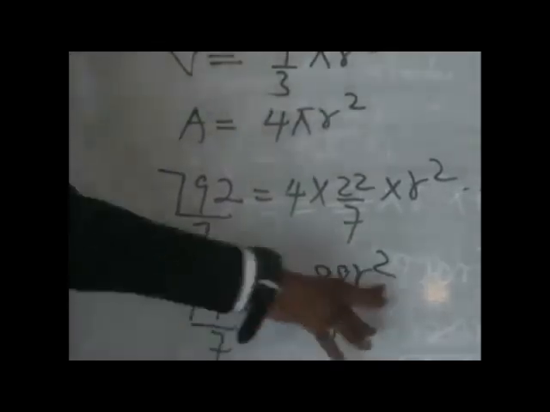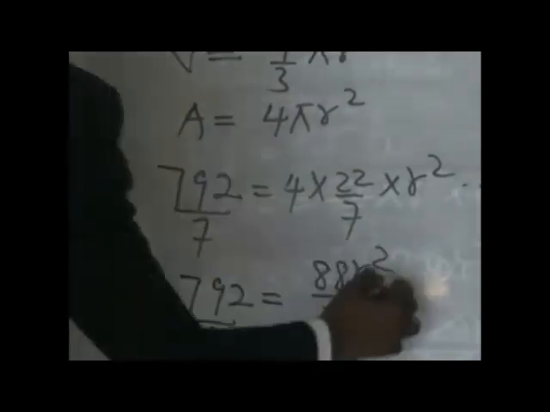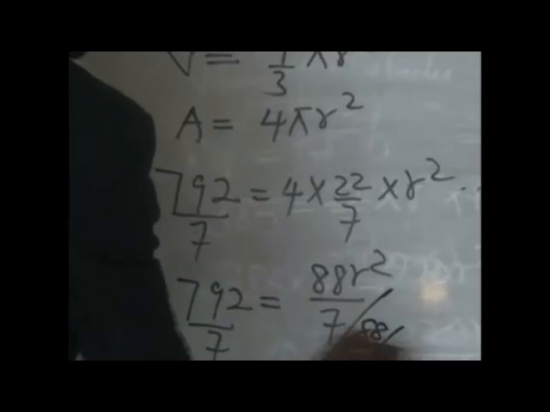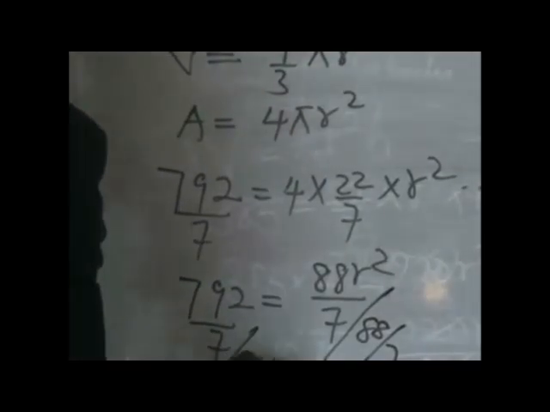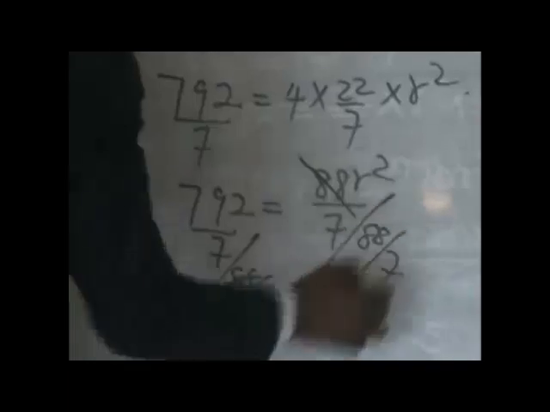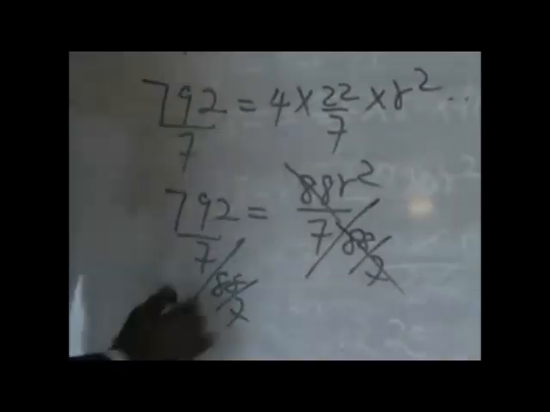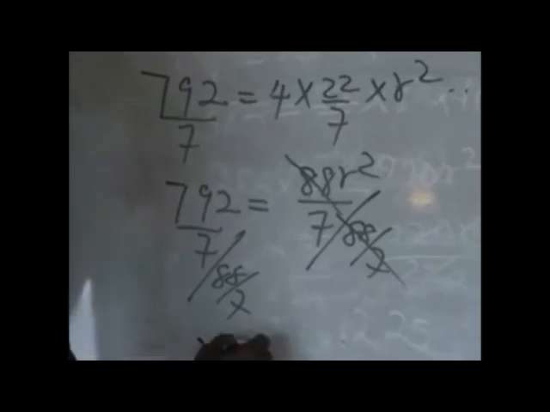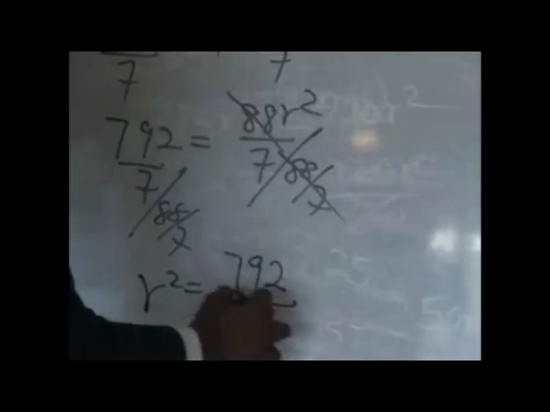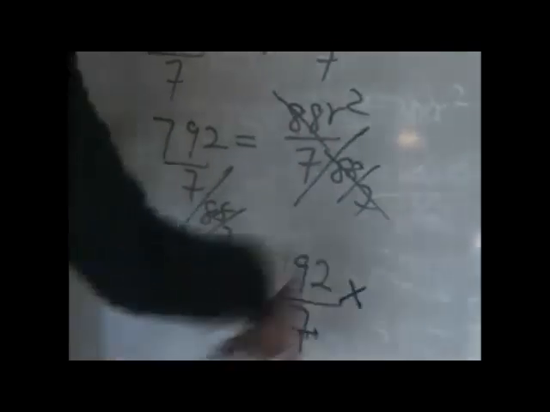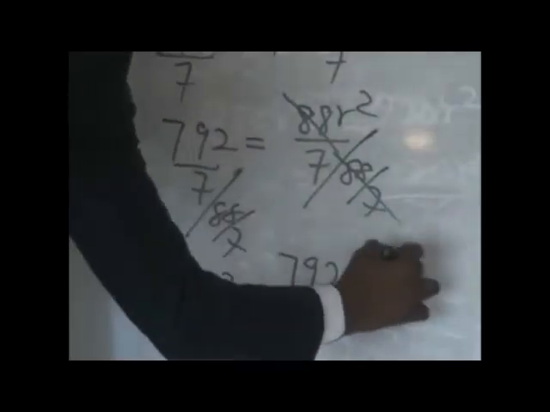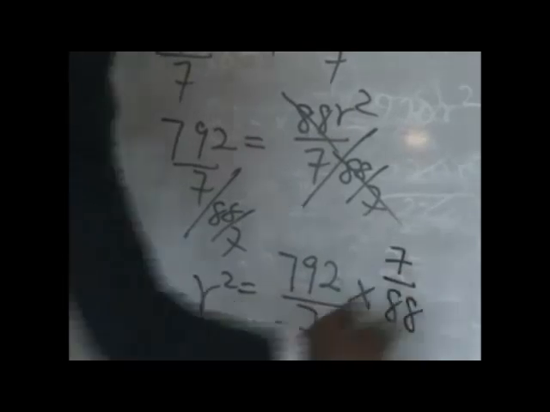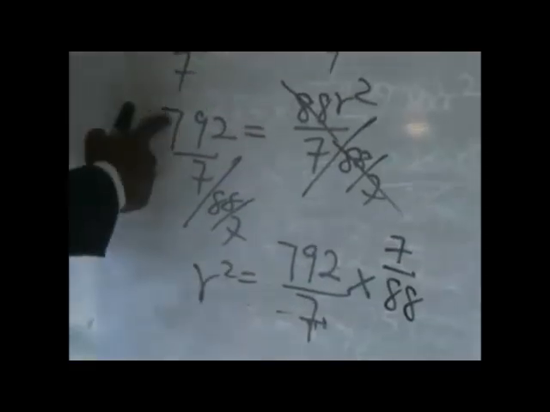So we are looking for r squared. We can divide both sides by 88 over 7. 88 over 7 divides 88 over 7, and what I'm left with becomes r squared equal to 792 over 7 times, you invert it, 7 over 88. Are you getting it? Because this is 792 over 7 divided by 88 over 7.